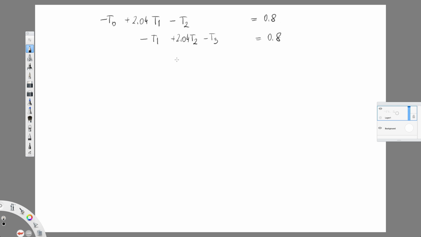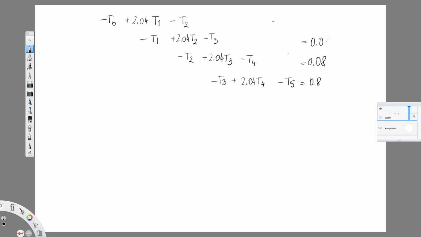And I'm going to get the same thing if I apply it at the point x3. So I'm going to have minus T2 plus 2.04 T3 minus T4 is equal to 0.8. And my final equation is going to be minus T3 plus 2.04 T4 minus T5 is equal to 0.8. And as much space as I wanted to leave to line all of these up correctly, I did not. Oh, and then I threw in a 0 just for kicks.